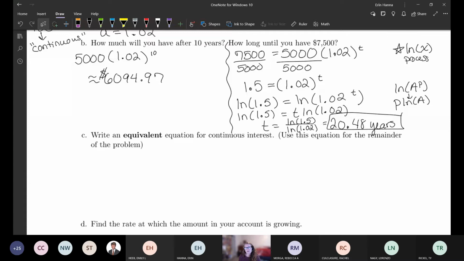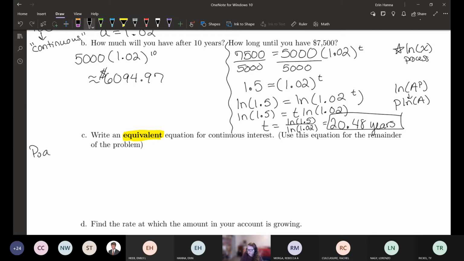So the next one asks us to write an equivalent equation for continuous interest. And then we're going to use that equation for the rest of the problem. The reason I bolded equivalent here is because remember there's the two forms, but if you're just asked to find the equation with continuous interest, then you just let that 0.02 be the k value. But here, this is when we want to find the equivalent continuous interest form.